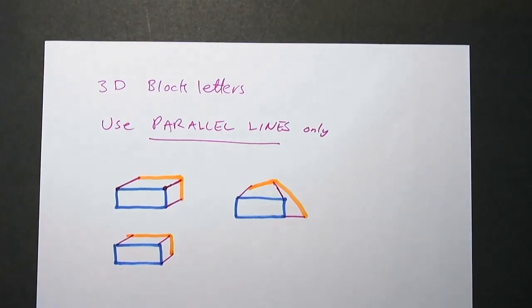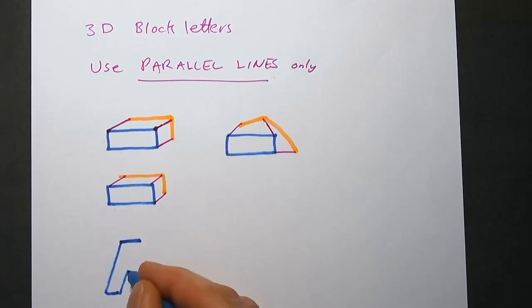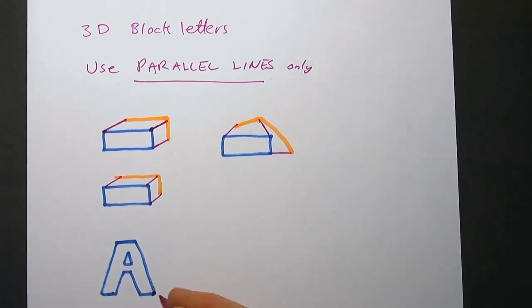So let's try with a letter. I'll try the letter like A. Okay, so I'm gonna make a block letter A. So here's a block letter A. So make it blocky. And so now I'm gonna make it 3D. So once again, pick any corner. You can go in any direction you want. You could go down, but I'm just gonna go to the side. You can go any length you want. And we'll go like that.